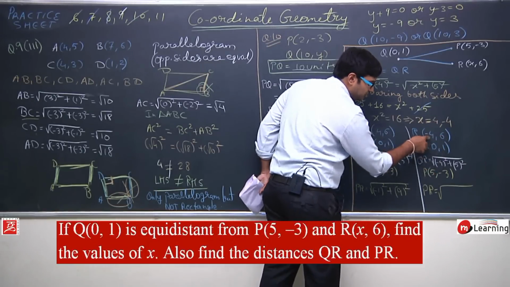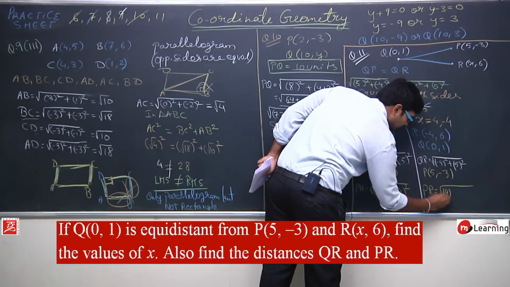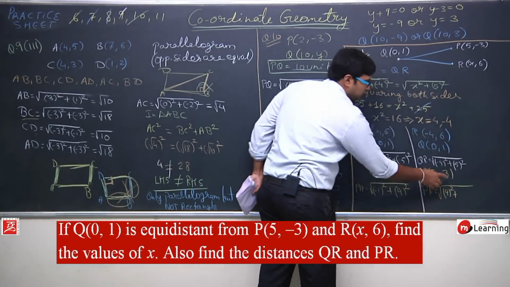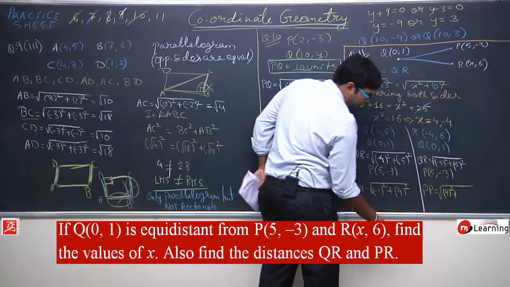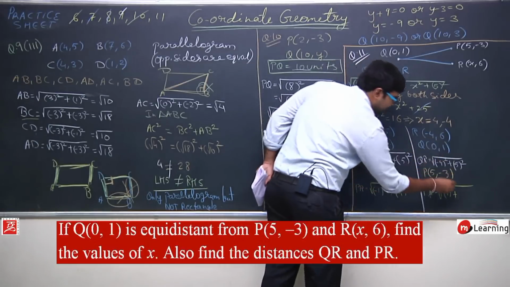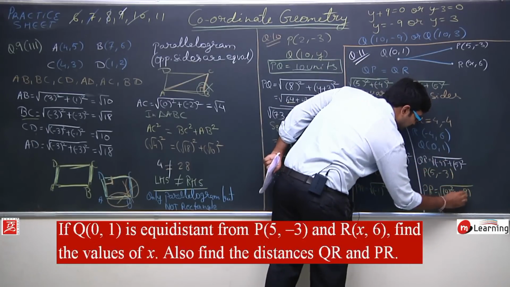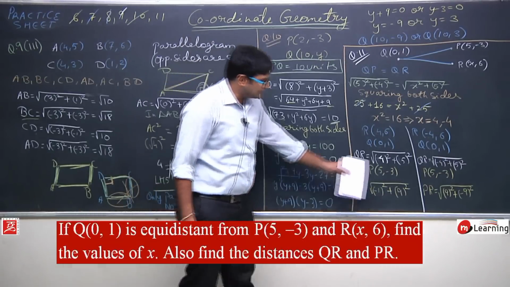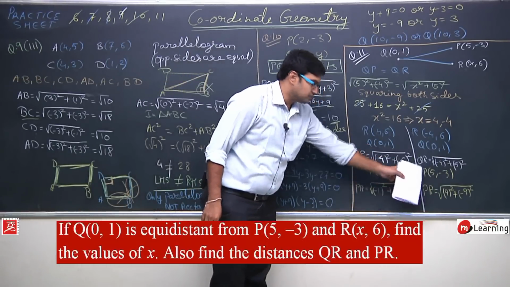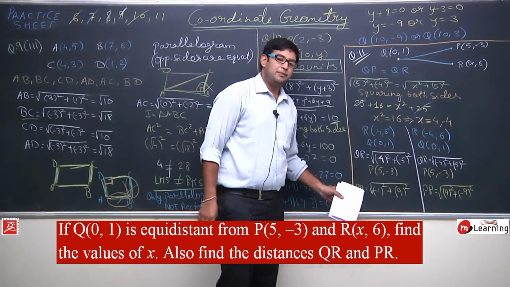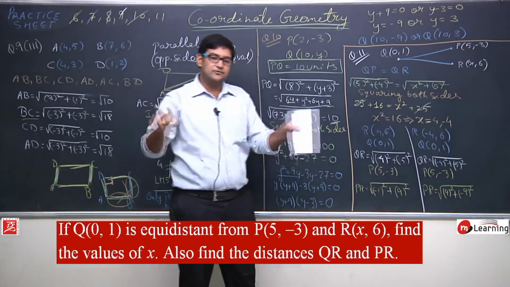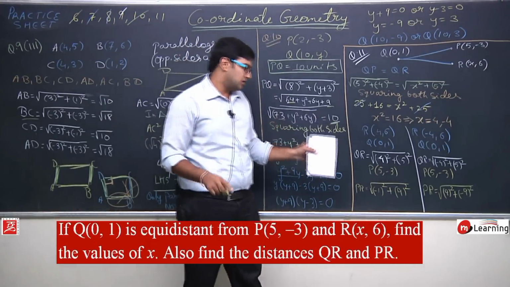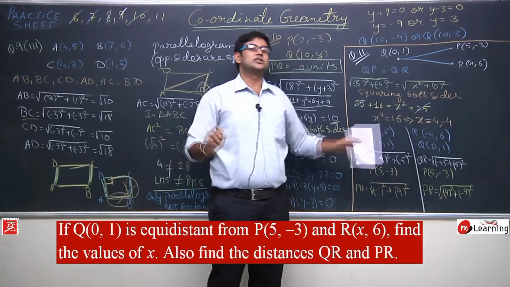So 5 minus of minus 4 will give you 9 square, plus minus 3 minus 6. Okay, this is x2, this is minus 3 minus 6 will give you minus 9 square. Okay, so what you need to do is just solve these two values, and you can see that PR distance is different in both the cases, but QR distance is constant.